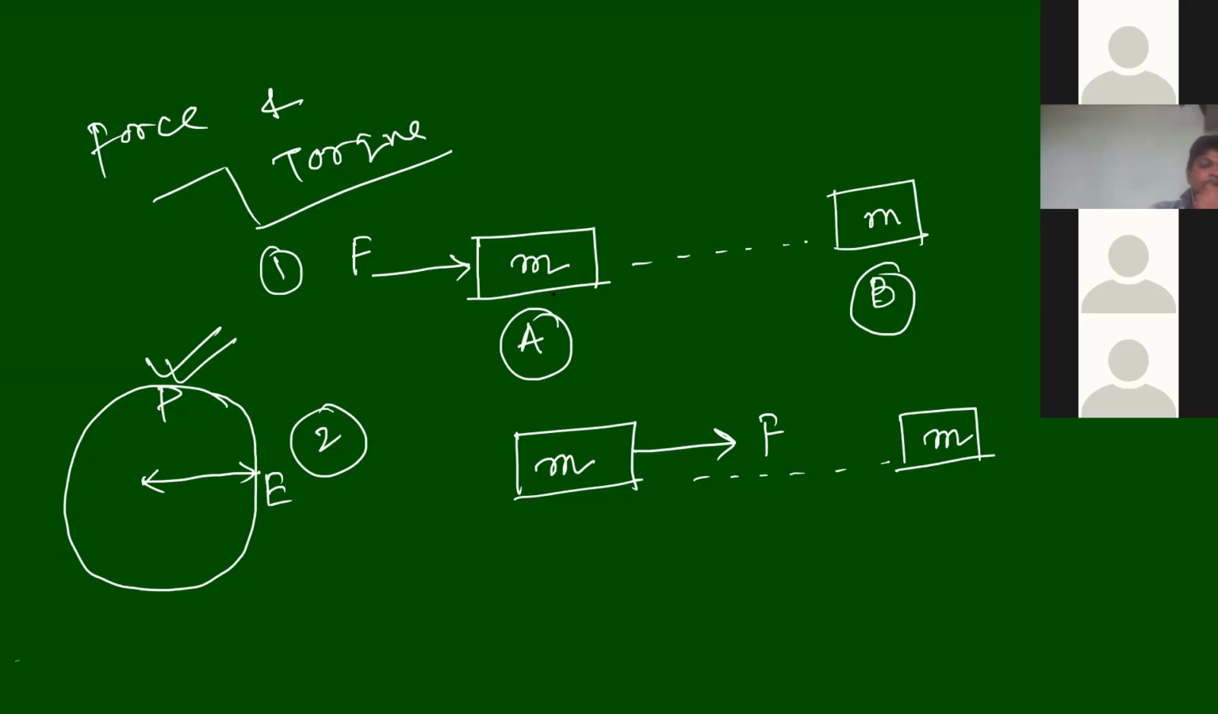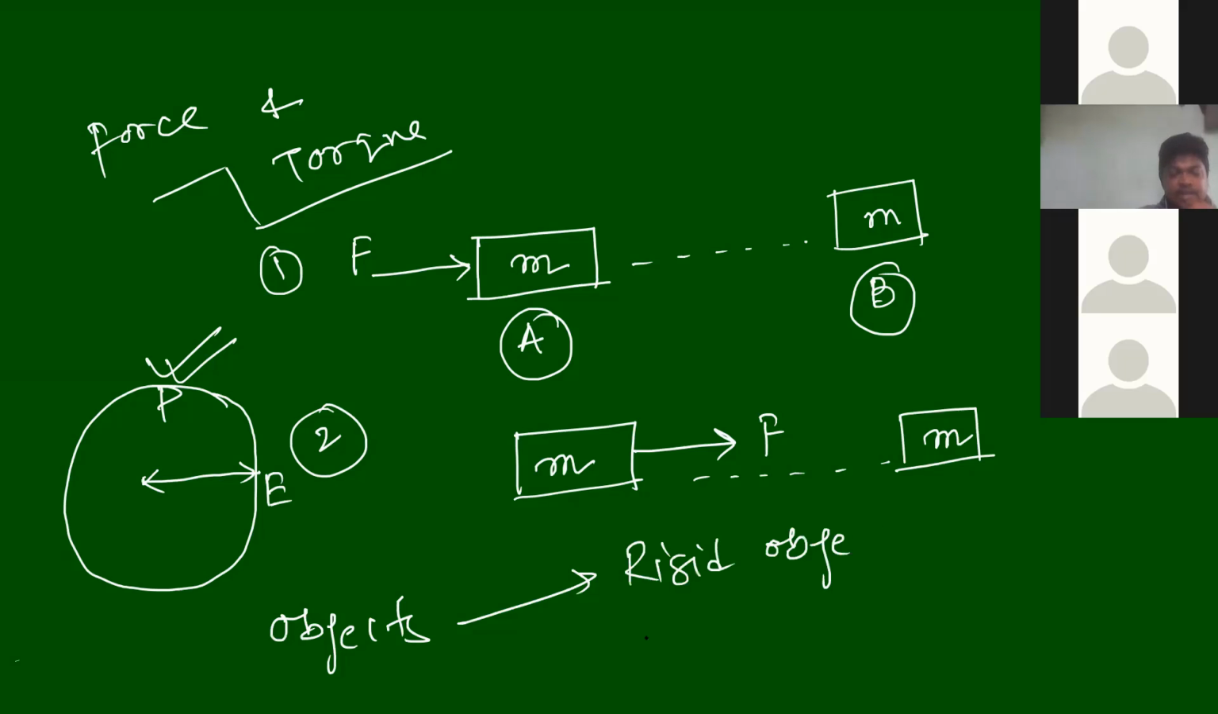Now there are different types of objects. Whenever we apply some force, there may be a change in their shape and size as well, right? In that case, maybe they cannot be displaced and their shape and size may be changed. So depending on their nature, we can classify the objects. In this chapter, we are going to study two kinds of objects: one is rigid objects, another is non-rigid objects.